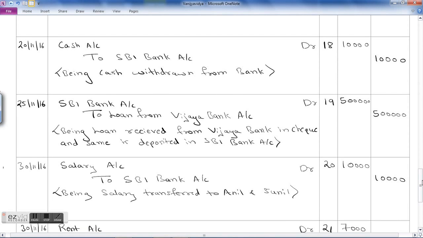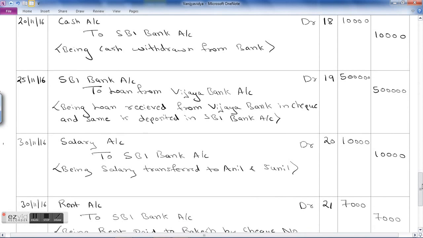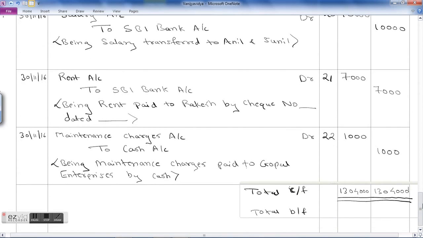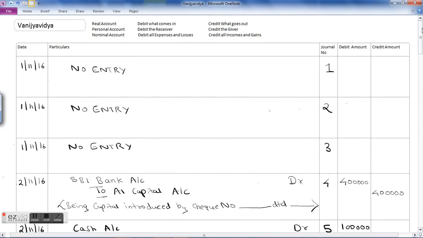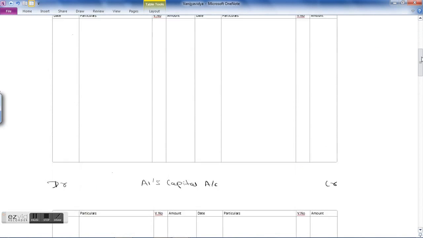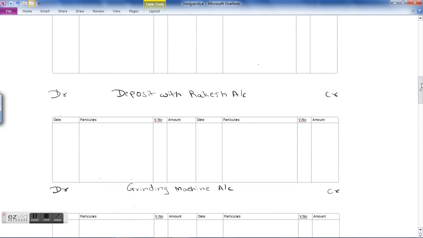Then 20, we have to make salary account. Then 21, let's see entry number 21, just a minute. Entry number 21, we have to make one rent account. Entry number 22, maintenance charges account. That's it. So here I have made the list of all the ledger accounts. You can go through it.